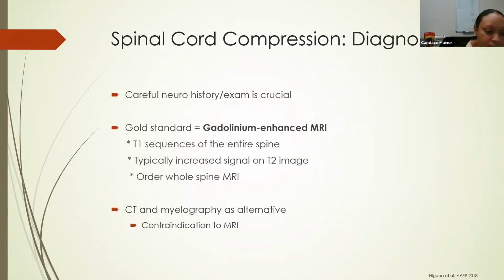In order to make the diagnosis, of course, patients will have a careful neural exam, and the MRI is the gold standard. We would order a whole spine MRI to evaluate for all sites of disease. Of course, if patients have a contraindication to getting MRI with gadolinium, then a CT scan can also be acquired.